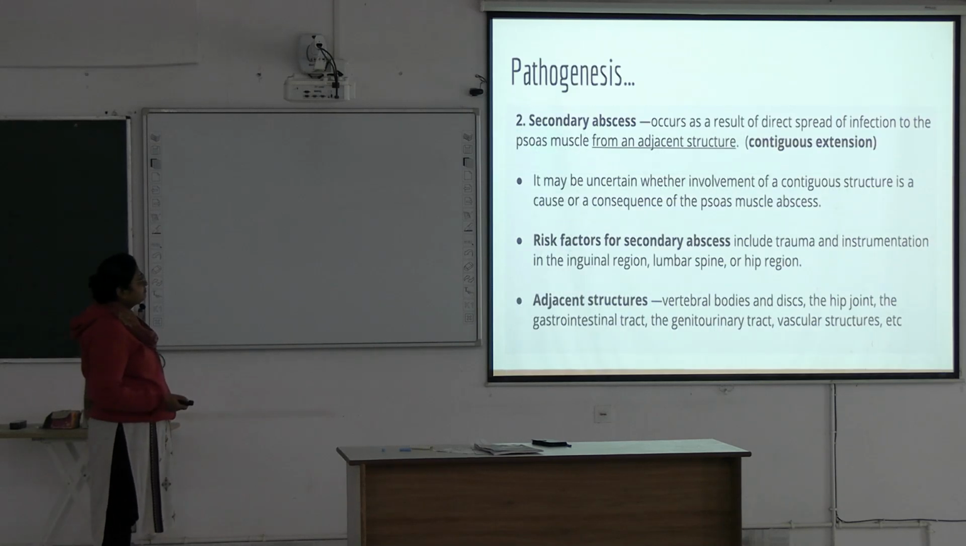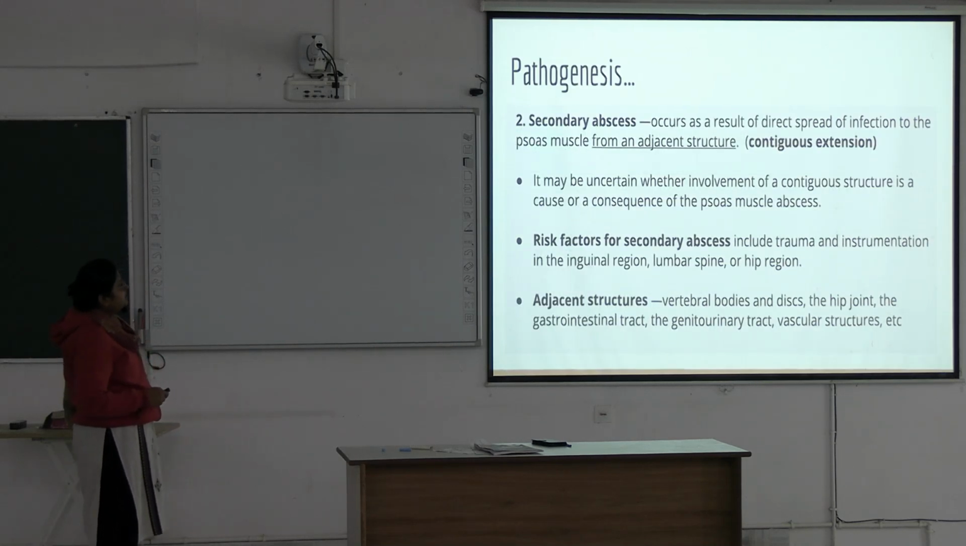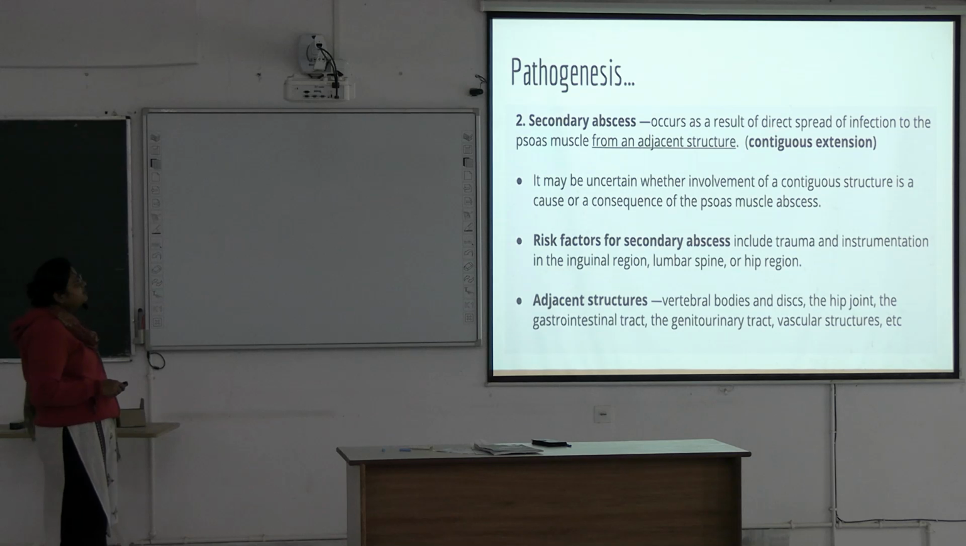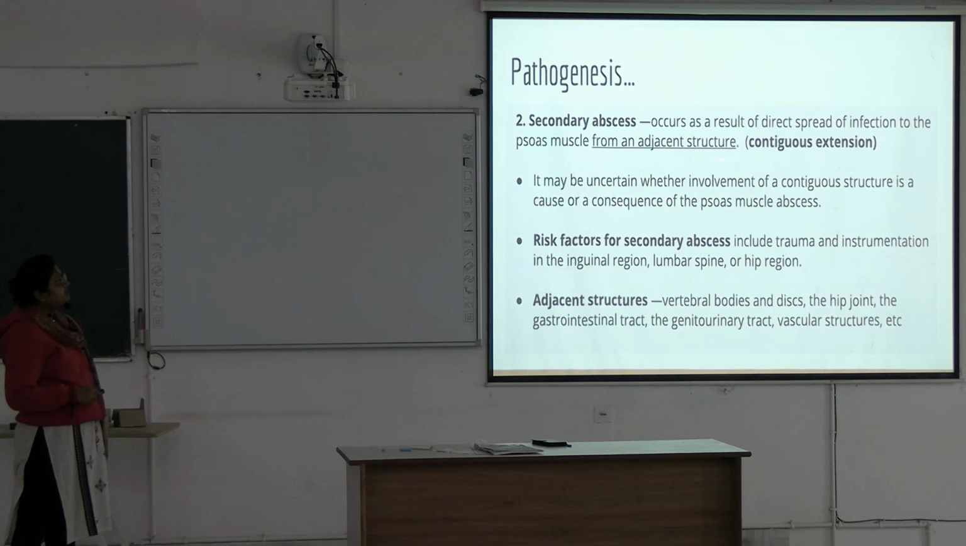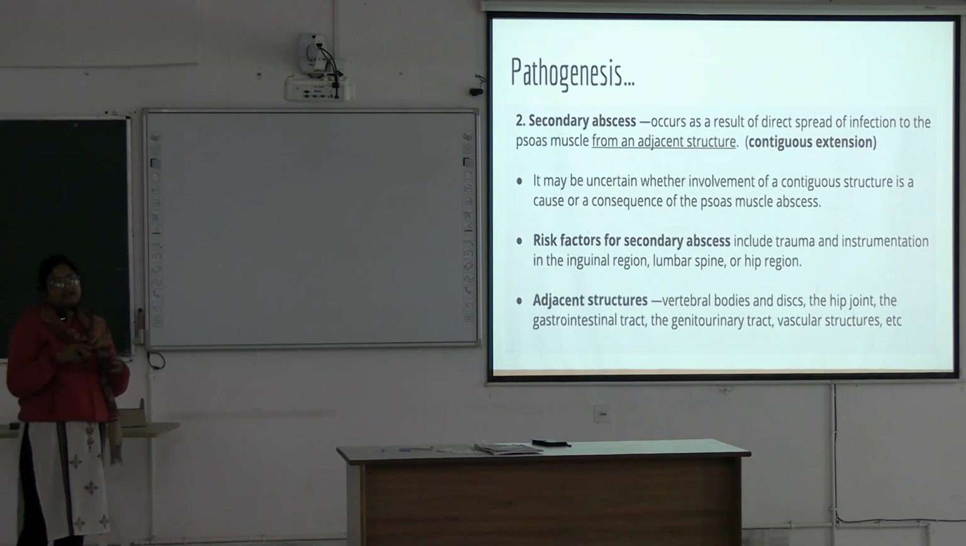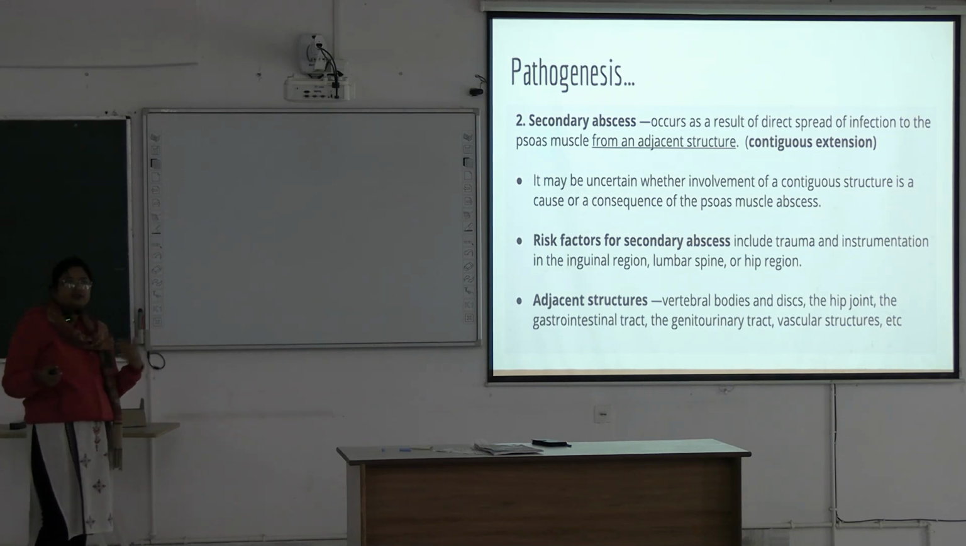Next, secondary abscess. It occurs as a result of direct spread of infection to the psoas major from an adjacent structure. Okay, that is contiguous extension. That means related adjacent structures are infected. That is the primary site of infection. From here, it is spreading to the psoas major muscle. Okay, they are not spreading through lymphatic or hematogenous spread.